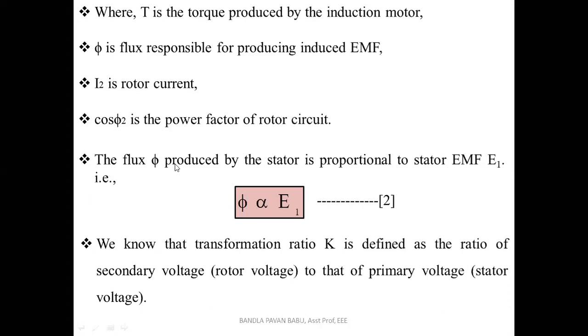The flux phi produced by the stator is proportional to the stator EMF E1, that is, phi is proportional to E1. Soon after the supply is given to the stator winding in an induction motor, the EMF E1 is induced in the primary coil, that is the stator coils, which is also proportional to the flux produced. These two will have the same magnitude as well as the same frequency.